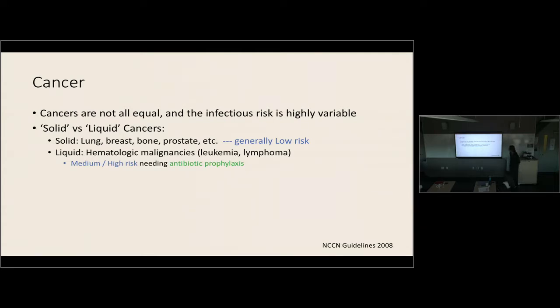So the main differentiation from an infectious disease standpoint is whether they're solid or liquid, and liquid being the hematologic malignancies, so the ones we've been talking about, leukemia or lymphoma, and everything else is essentially a solid tumor, so a solid cancer, so prostate, bone, whatever it is. These are problems of that specific type of tissue that's not white blood cells. And in terms of infectious risk, solid cancers are generally thought of as low risk, almost like they don't have cancer from an infection standpoint.